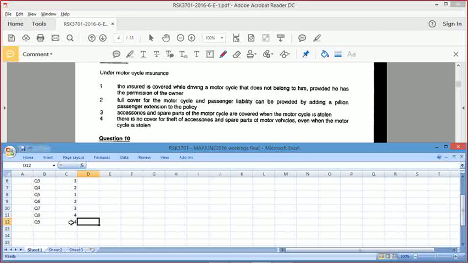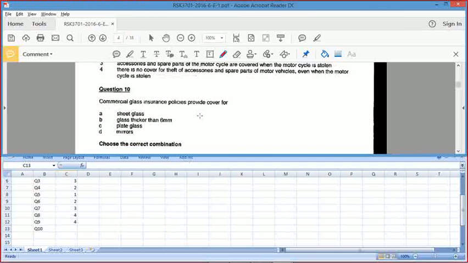Under exclusions. Under exclusions? Yes. Additional exclusions. The cover under the motorcycle policy has additional exclusions. No cover for theft of accessories or spare parts. Yeah, that wouldn't ever be covered. Okay, because then that's almost like a motor plan that's part of your insurance cover. Okay, so number 9, option 4. Let's go with number 10.